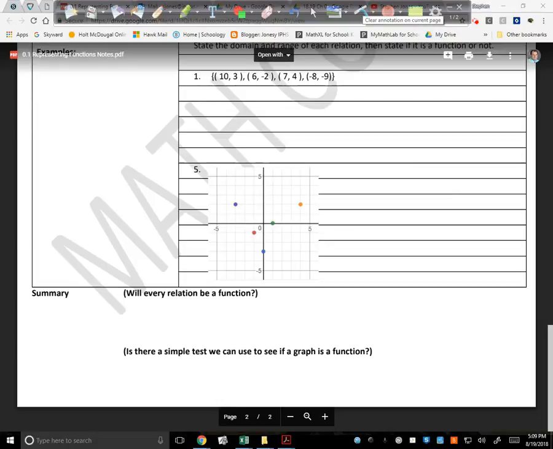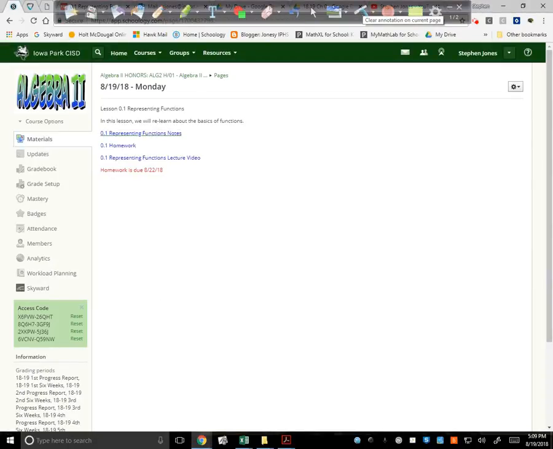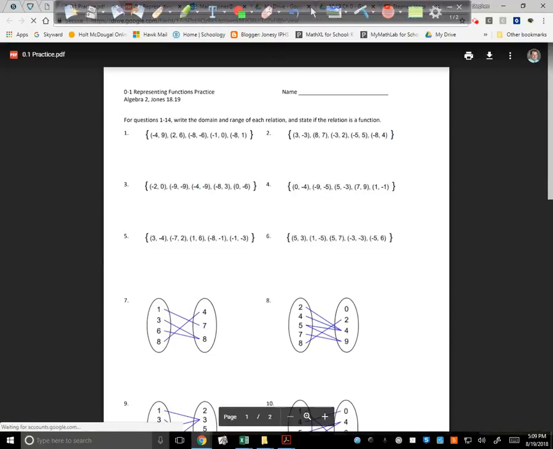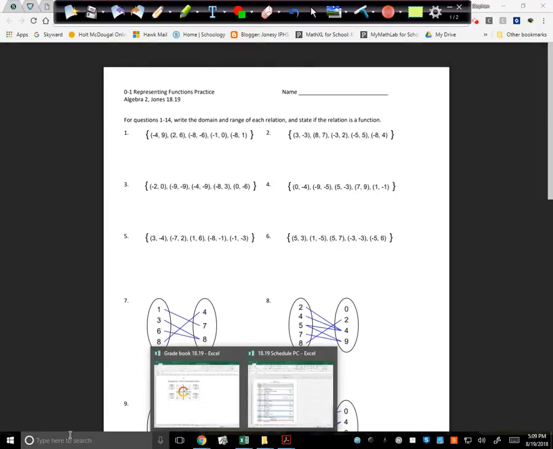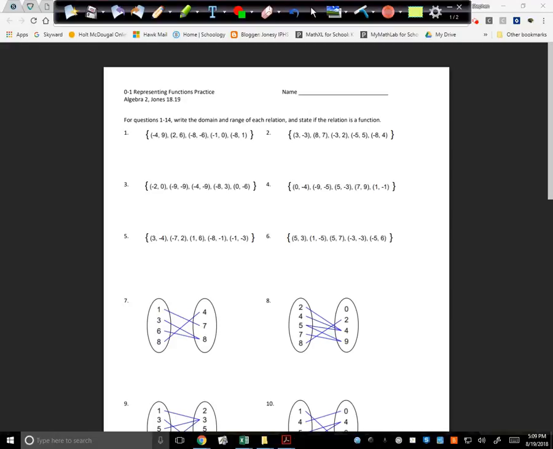If we go back to the Schoology page, the homework is the second thing on here. Quick things on here. It says questions 1 through 14, write the domain and range of each relation and state whether or not it's a function. Okay, same thing we did basically. You've got examples that are written out as coordinate points. You've got examples that are mapped and examples that are graphed. You're just going to do the same thing. And the only problem here is that this should say 16. 1 through 16.